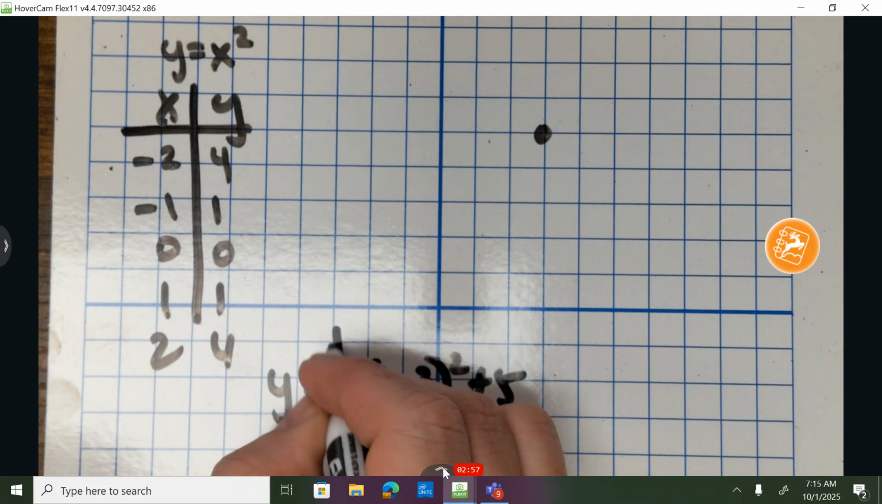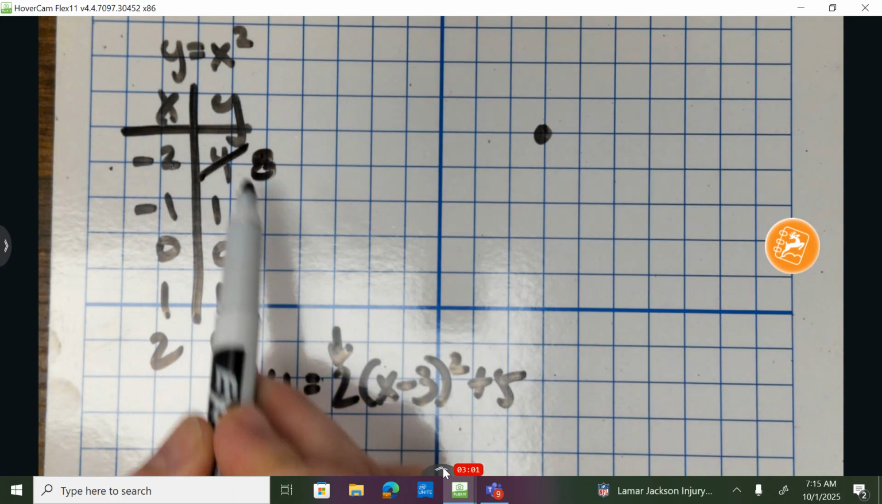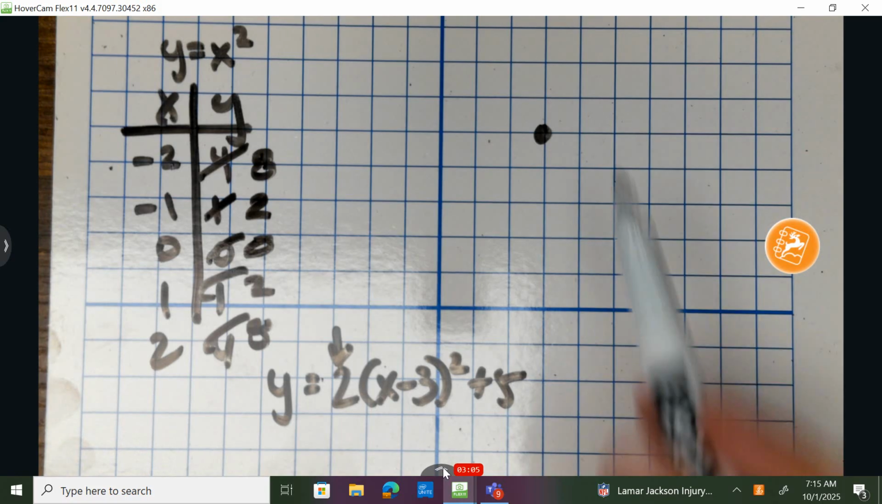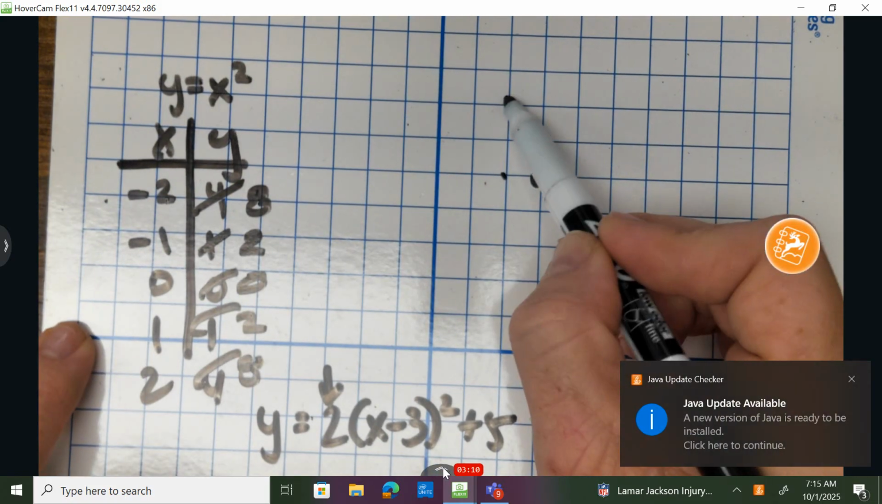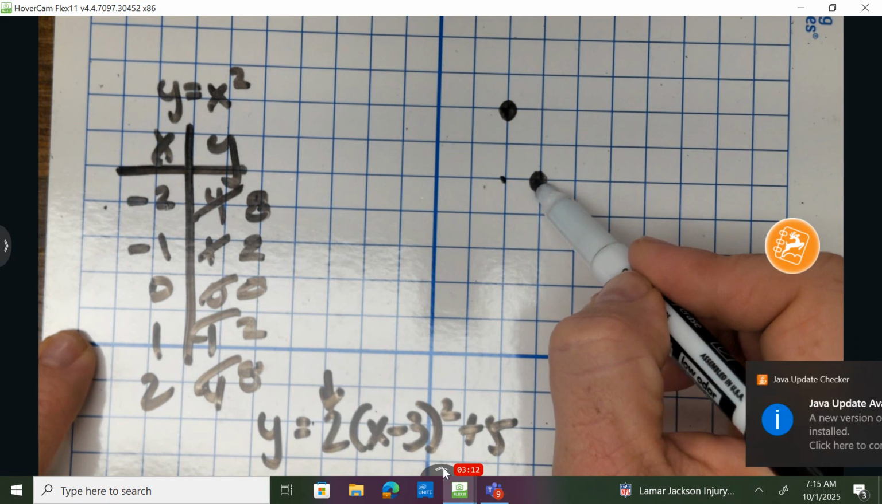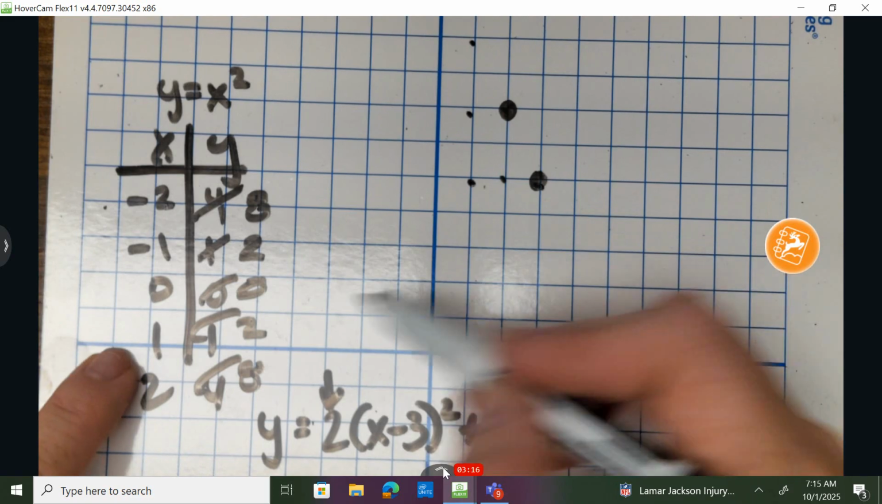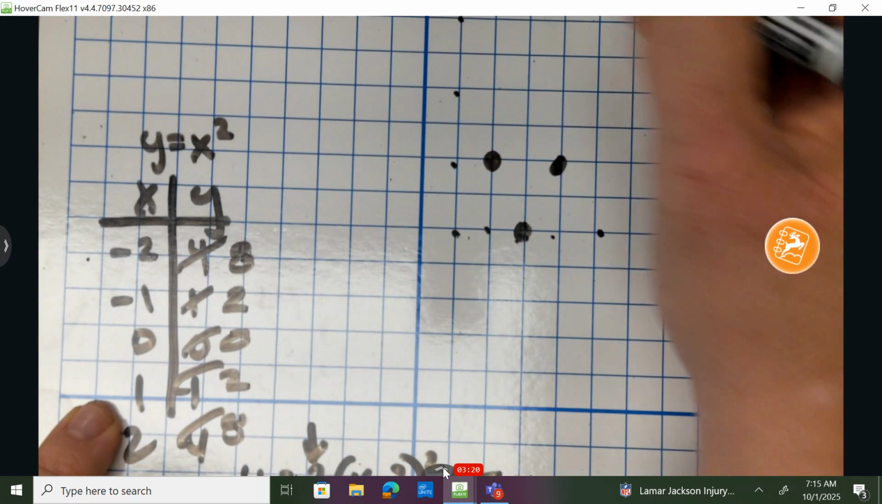Well, any value that's directly out in front of those parentheses will always be multiplied by the y's. So this becomes 8, 2, 0, 2, and 8. So from here, this is my (0, 0). From here, I'm going to go 1 to the left and up 2. Then I'm going to go 2 to the left and up 8. 2, 4, 6, and 8. 1 to the right and up 2. And 2 to the right and up 8.